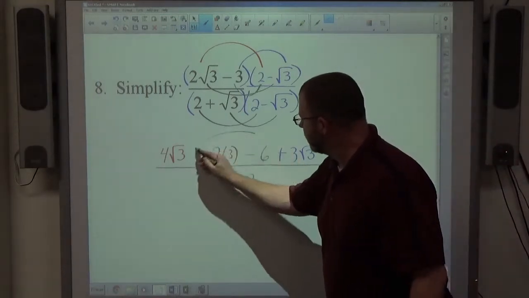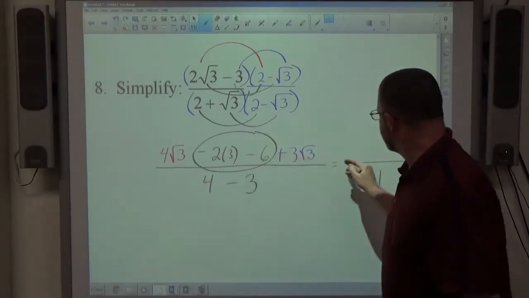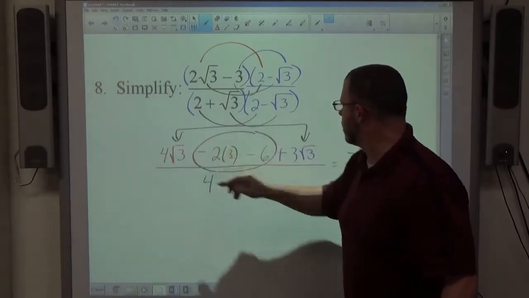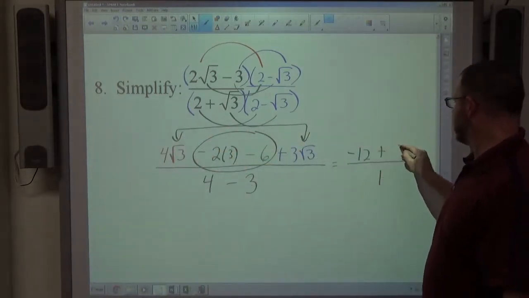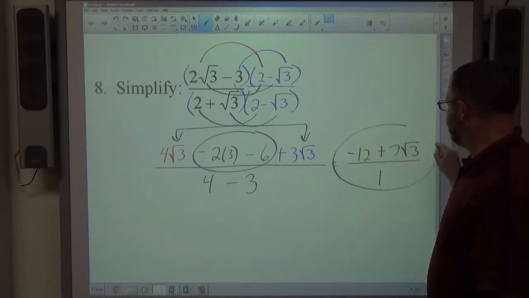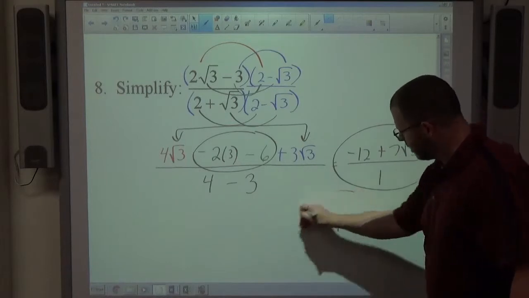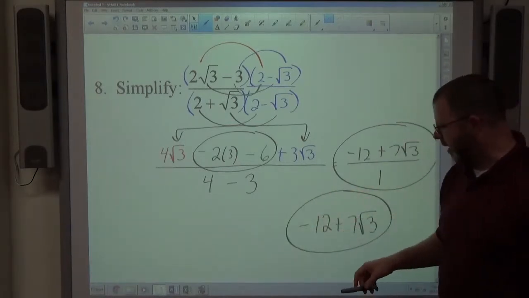On top, negative 6 minus 6 is negative 12. Positive 4 square root of 3 plus 3 square root of 3 is going to be plus 7 times the square root of 3. That's a perfectly fine answer, or you can just go with negative 12 plus 7 times the square root of 3, since over 1 doesn't really matter.